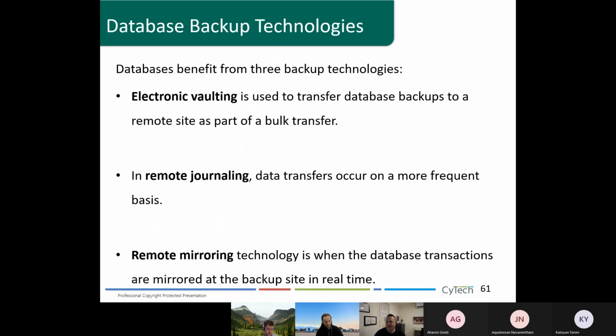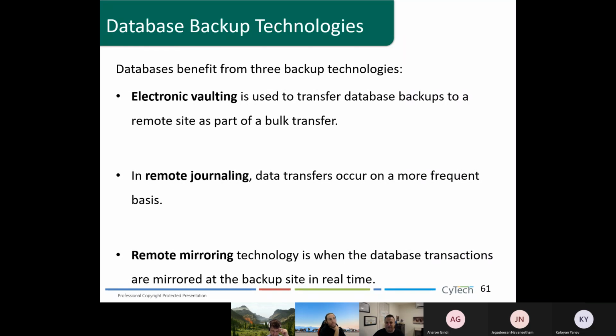Data backup or database backup. Database backup includes electronic vaulting, okay, which is used to transfer database backups to a remote site as a bulk, or we can use remote journaling. So in remote journaling, we transfer data more frequently, in smaller pieces. And remote mirroring, I think, Shahar, this is your answer. Remote mirroring is when transactions are mirrored at the backup site in real time, so they're active. Does this answer your question?